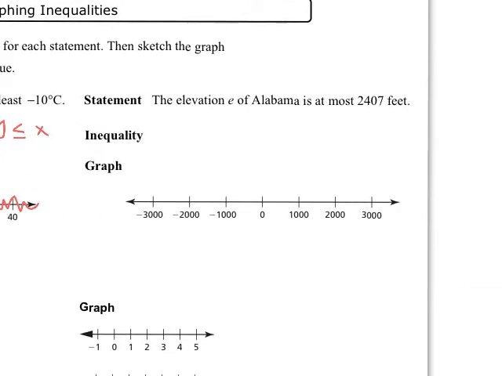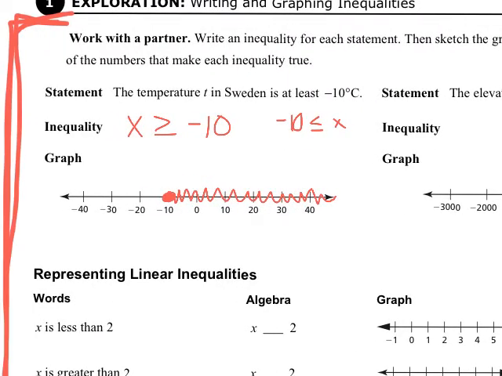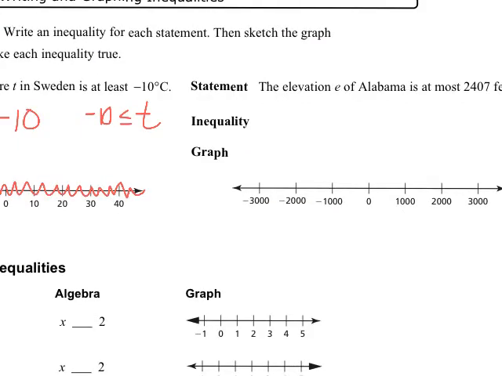So it says the elevation E. Oh, it gave me a variable over here. I didn't catch that. Why'd you guys let me miss that? It gave me the variable of T over here. Sorry about that. All right, let's go back over here.